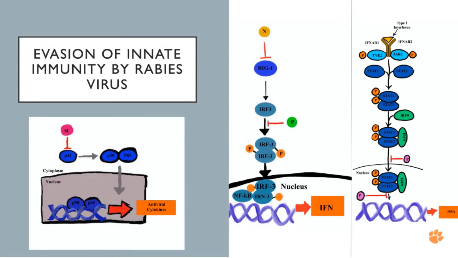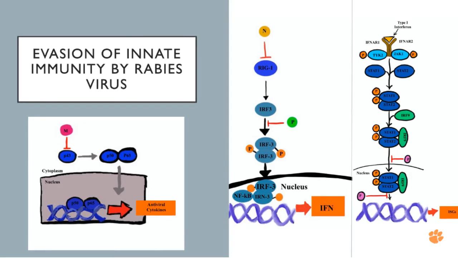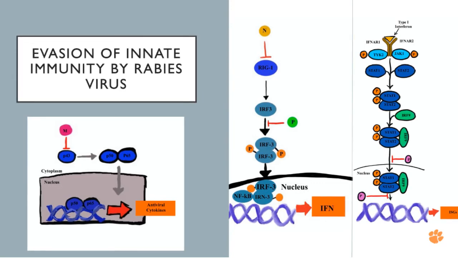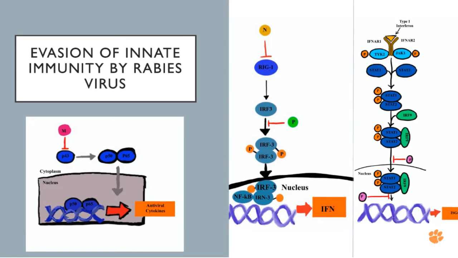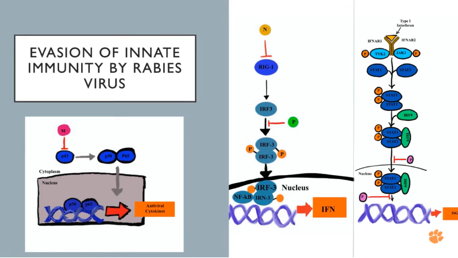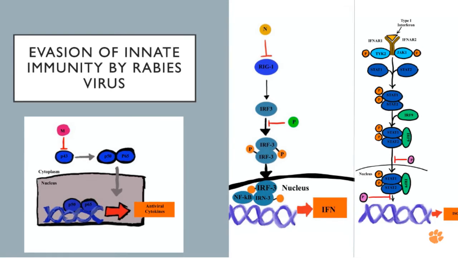NF-kappa B triggers expression of antiviral cytokines. P43, which stabilizes the NF-kappa B complex, is inhibited by the matrix protein in the rabies virus. Intracellular replication of the rabies virus occurs via RIG1, which is a PRR that stimulates IRF3 phosphorylation and interferon transcription. The rabies virus nuclear protein inhibits recognition by RIG1. The rabies virus phosphoprotein prevents IRF3 phosphorylation, which hinders interferon transcription.